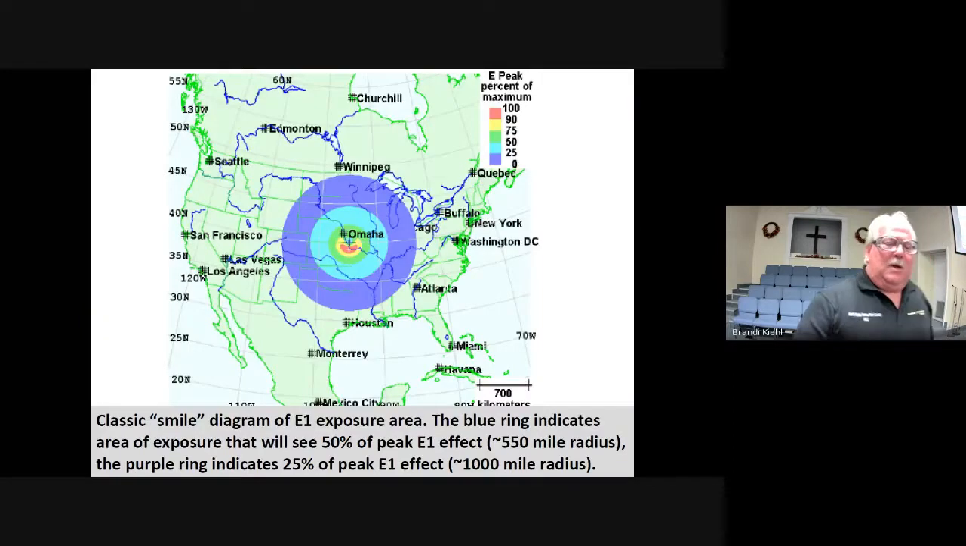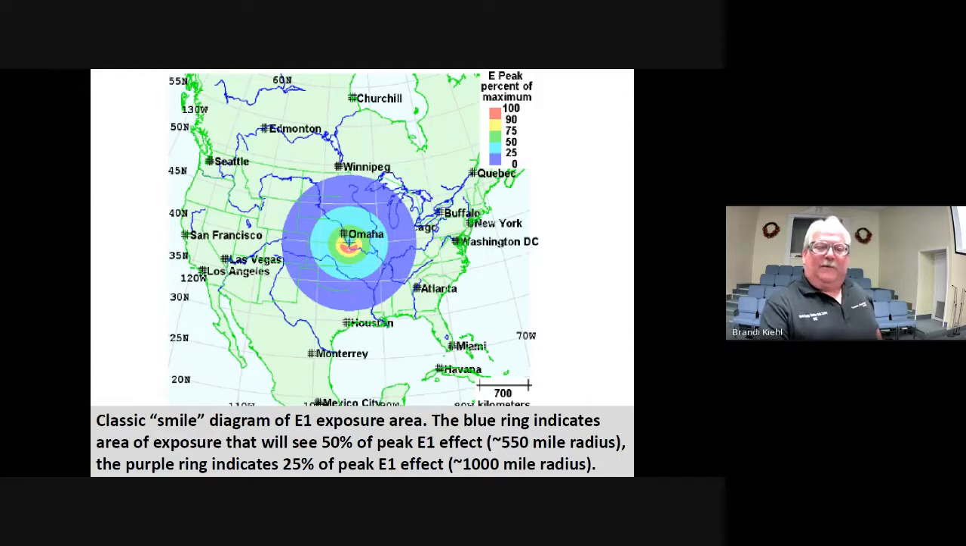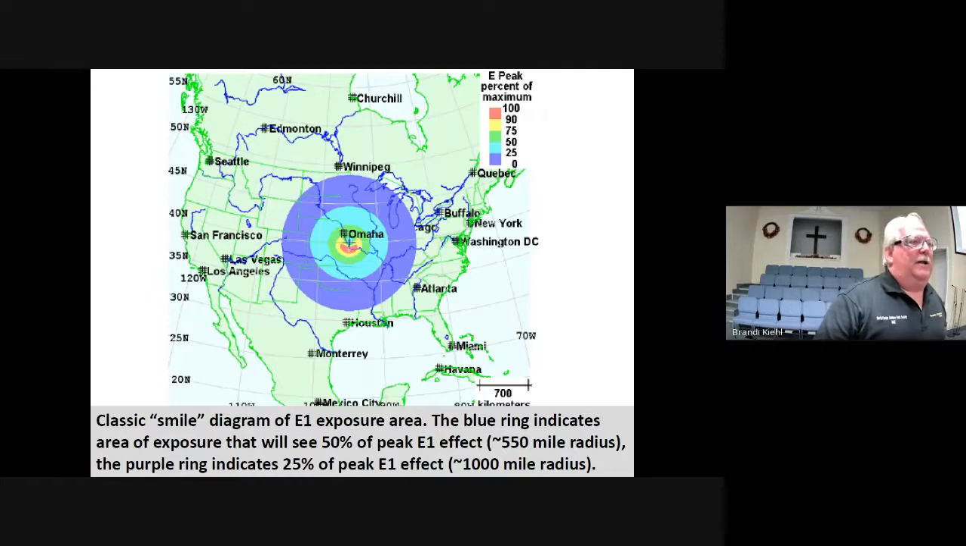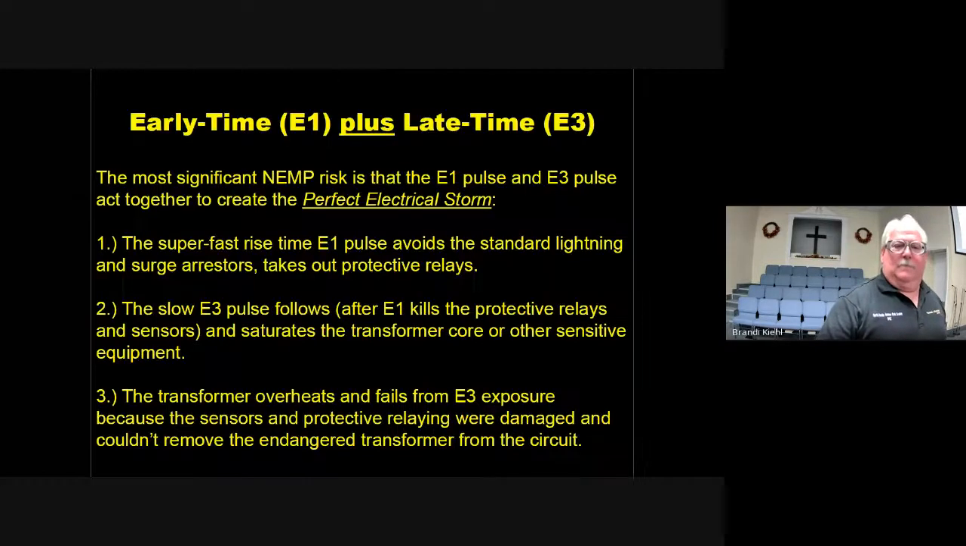Okay. This little graph here is what they call a smile diagram. If you set up a nuke above Omaha, Nebraska, you can count on that big ring. You see a little smile in the middle? That's why it's called a smile diagram. Basically, you have a substantial E1 effect 1,000 miles away. Okay, that's most of the United States, isn't it?